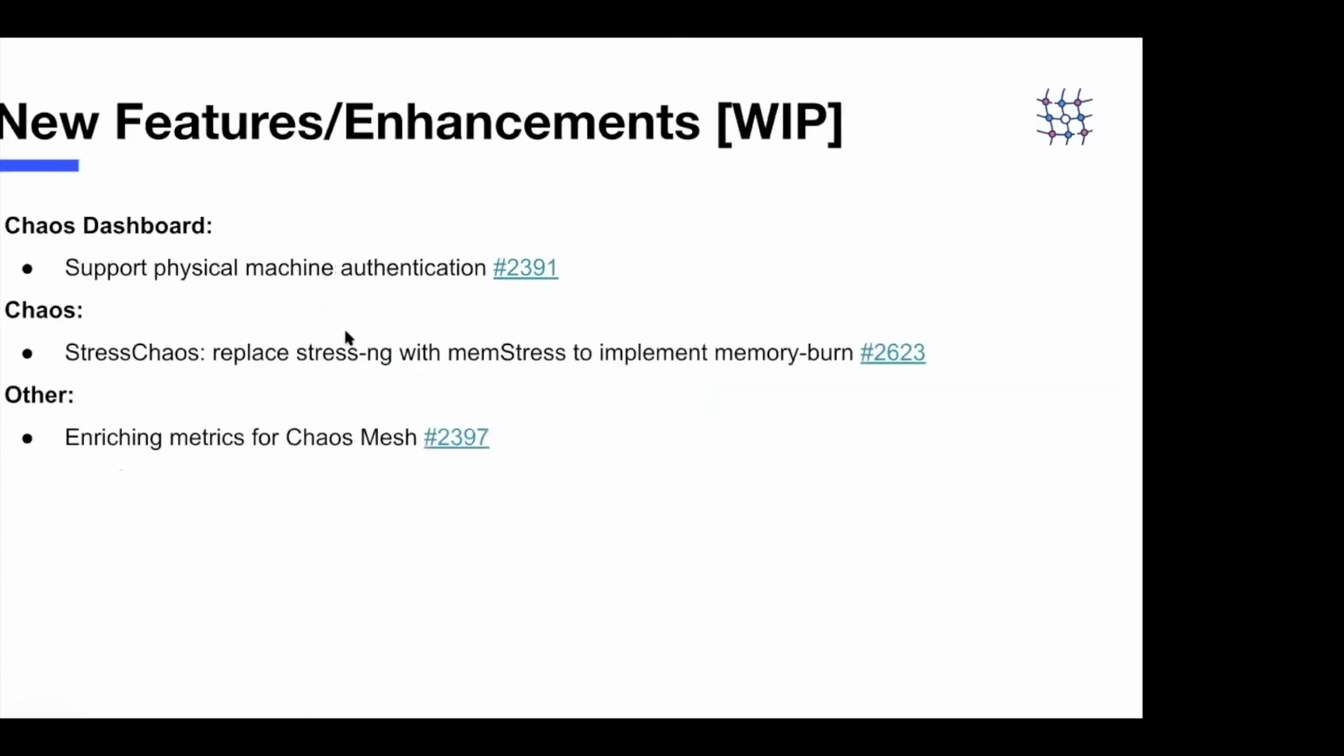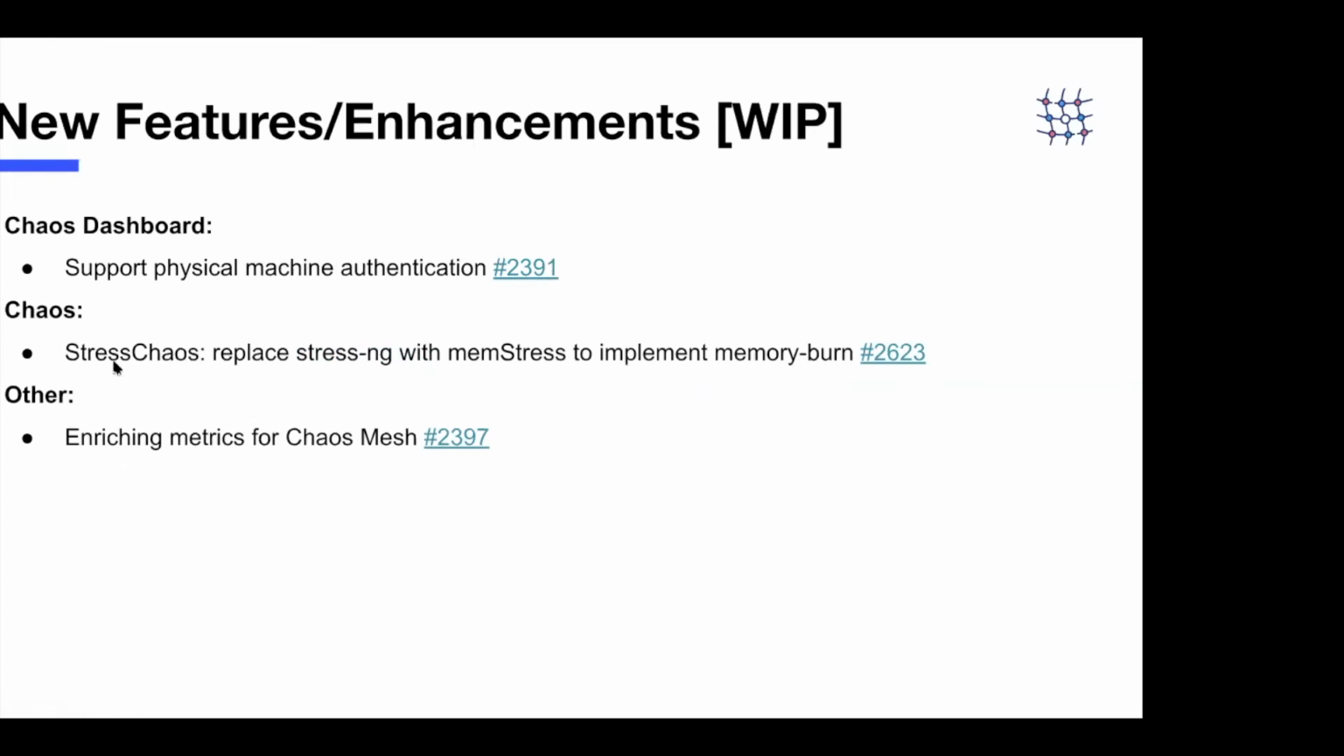Next, about some features we are developing, the first one is about the physical machine authentication. At present, we are developing this because you can create chaos experiments on non-Kubernetes environments on our chaos dashboard. And in this feature, we will support limiting authentication by our chaos dashboard.